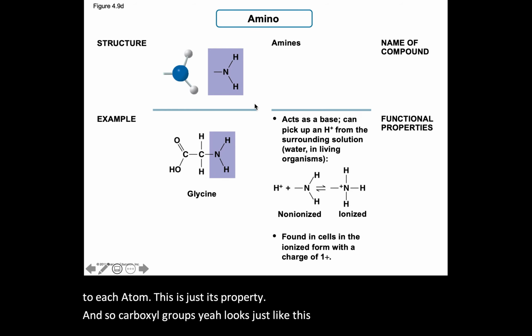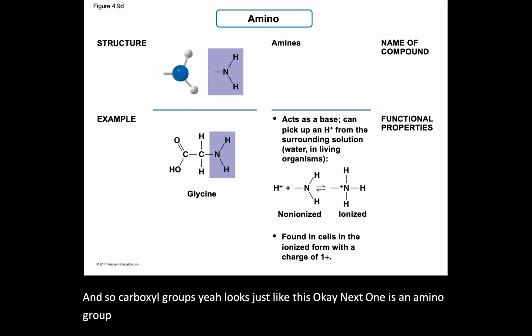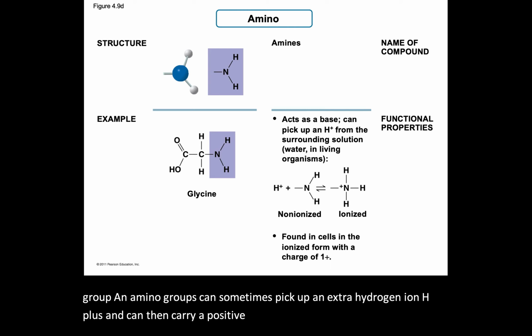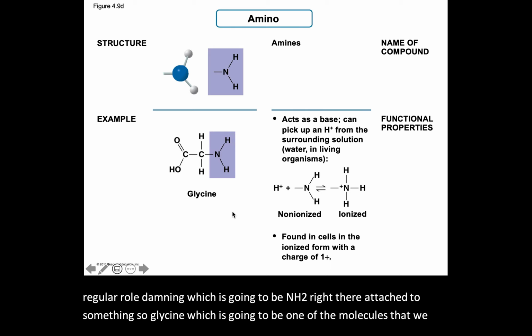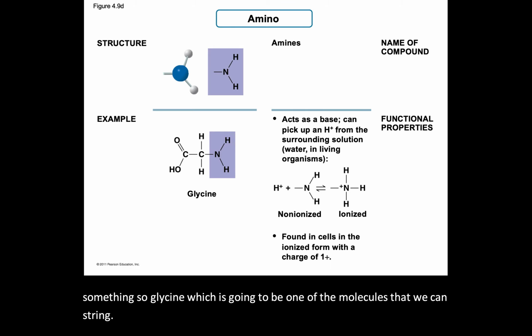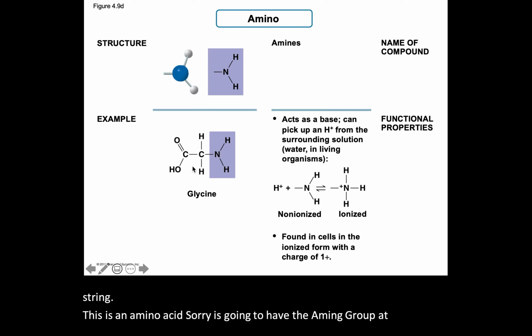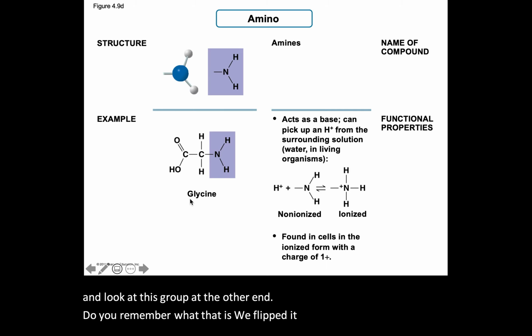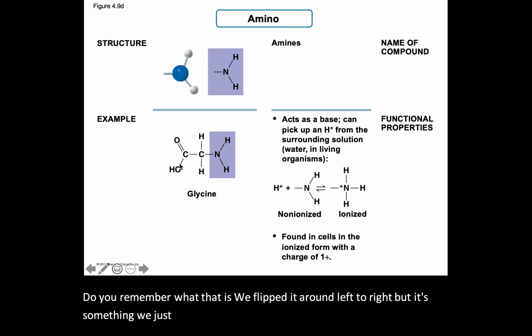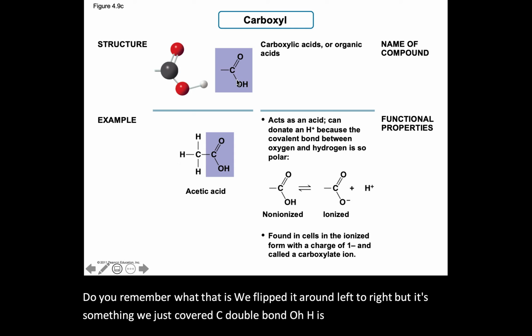Okay, next one is an amino group. And amino groups can sometimes pick up an extra hydrogen ion, H+, and can then carry a positive charge. But right now we've just got a regular old amine, which is going to be NH2 right there, attached to something. So glycine, which is going to be one of the molecules that we can string, actually this is an amino acid, sorry, is going to have the amine group at one end, and look at this group at the other end. Do you remember what that is? We flipped it around left to right, but it's something we just covered. C, double bond O, OH is carboxyl. C, double bond O, OH.